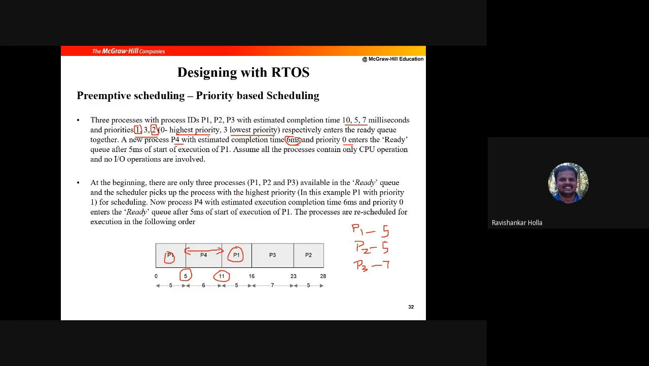So the priorities of the processes in the ready queue come into the picture, because once P4 is completed, it is moved out of the ready queue to the job queue. So now P1 is the highest priority task. It has 5 milliseconds left, so it will be executed. The rest of the 5 milliseconds it will complete. At the 16th millisecond, P1 is done. P3 has higher priority than P2, so it will execute. It will take 7 milliseconds. At the 23rd millisecond, P3 is over, so what is left is P2, and P2 will complete. So this is a scenario which happens.